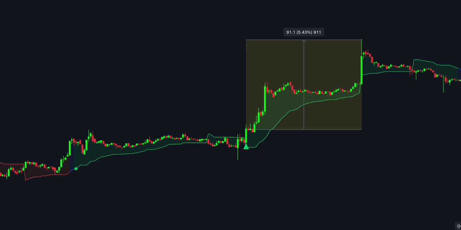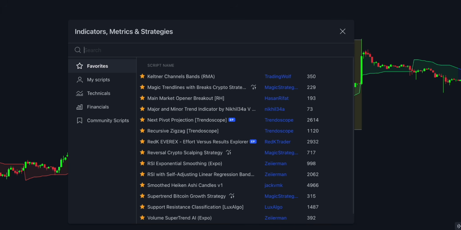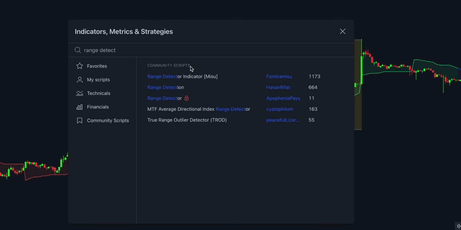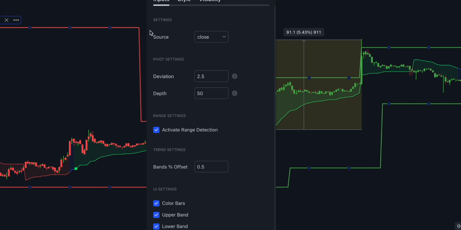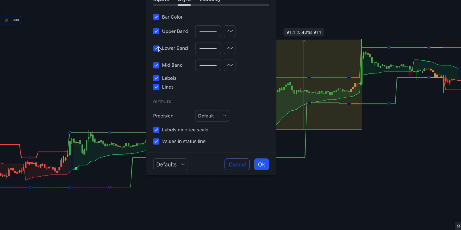Let's return to our secret indicator that cancels fake signals issued by AI SuperTrend. Open the Indicators menu and type Range Detector Indicator. It is this one by Tiramisu. Once installed on the chart, open its settings and change the depth to 10. Head over to Style and uncheck Lines and Labels.